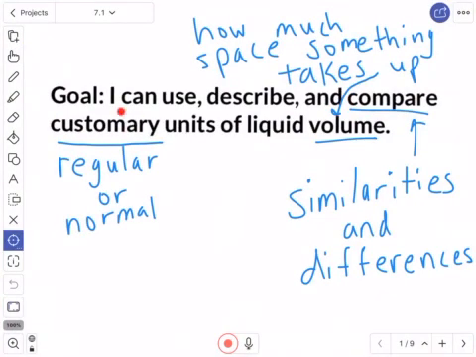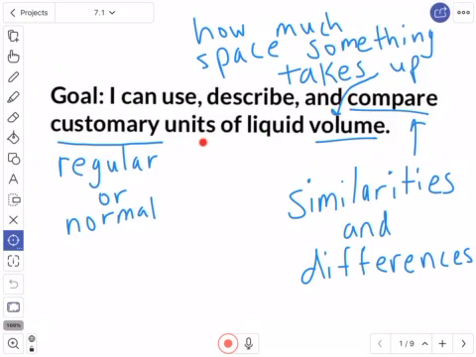We're going to start by reading our goal here. I can use, describe, and compare. So I'm just going to talk about those three quick words. You're going to be using these different kinds of units. And a unit is a different way to measure.